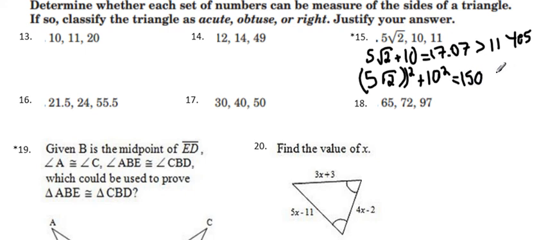Okay, 11 squared is easy. That's 121. So if the two smaller sides squared and added are smaller, or, let's erase that because that is not true. This is larger than 121, sorry. Then we know that it's acute.